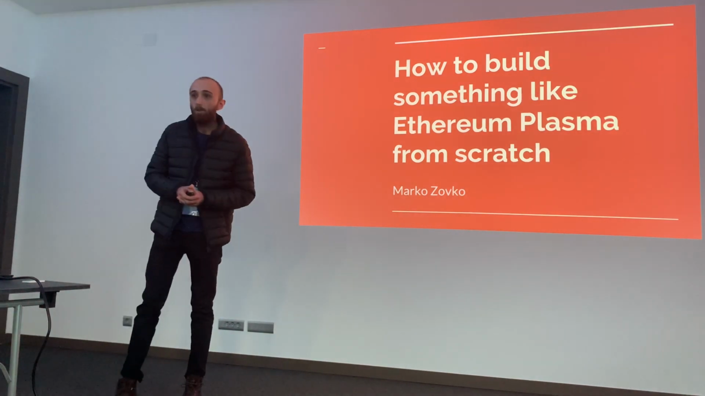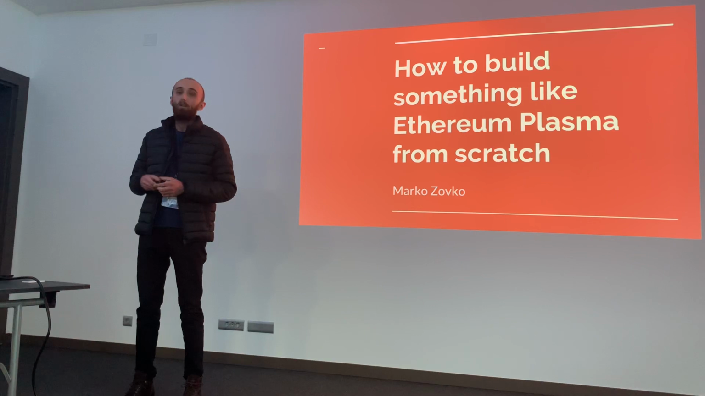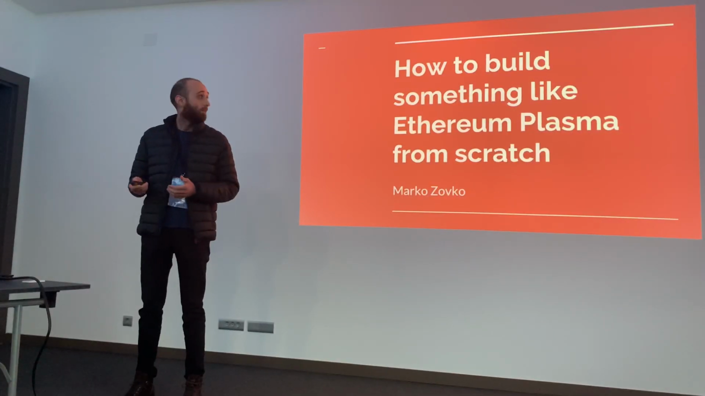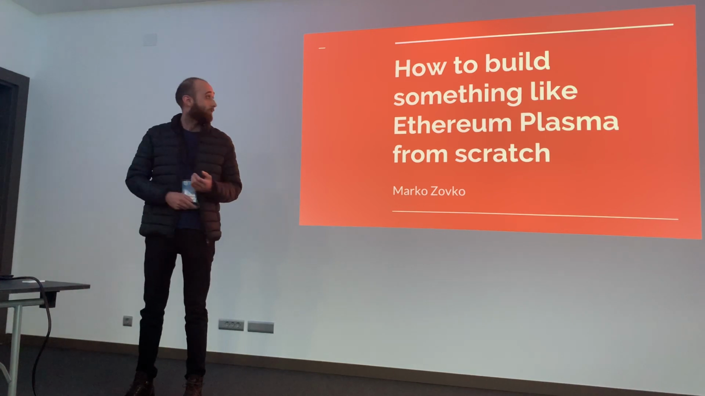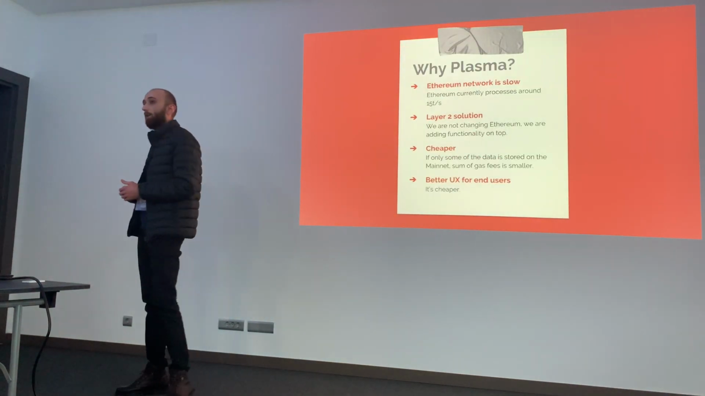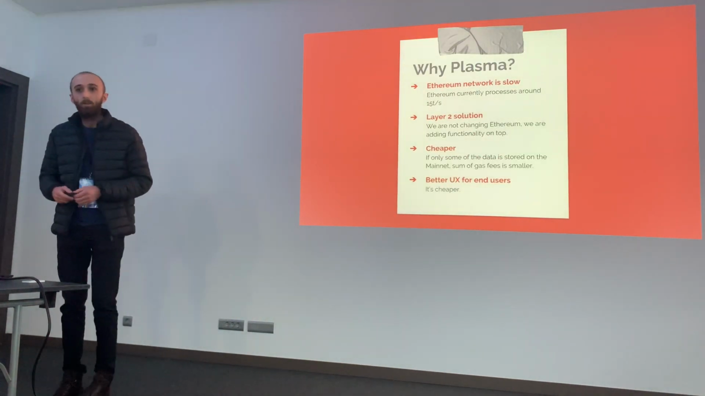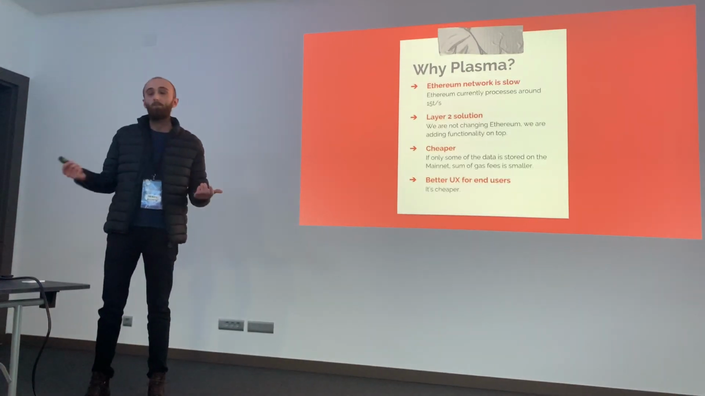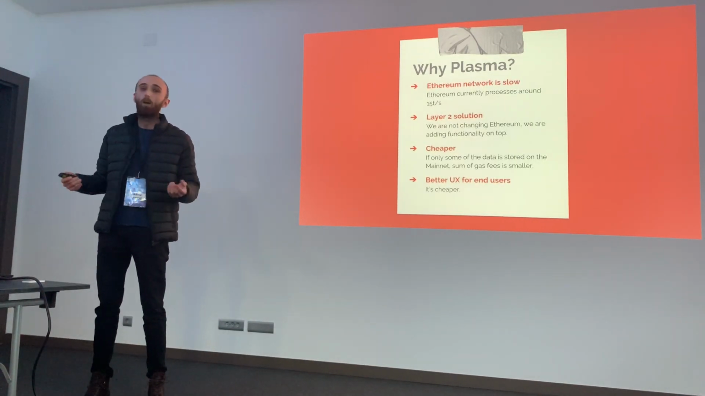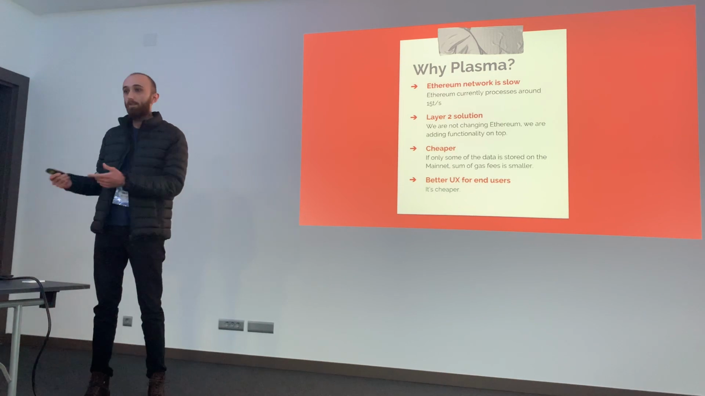Okay, so I'm going to be talking about how to build something like Ethereum Plasma from scratch. But the thing is, we first have to realize why we need Plasma. The first reason is that the Ethereum network, as we all talk about, is very slow. We can only process 15 transactions per second, which you all, I assume, heard like 15 times today.